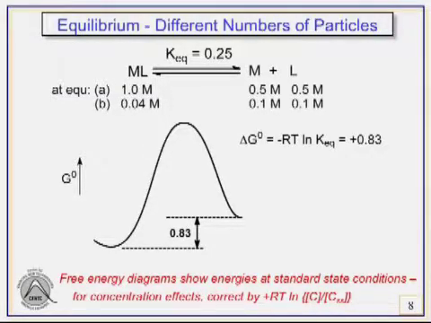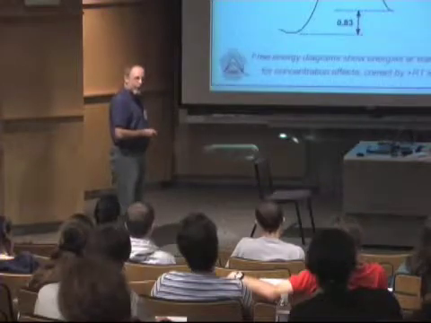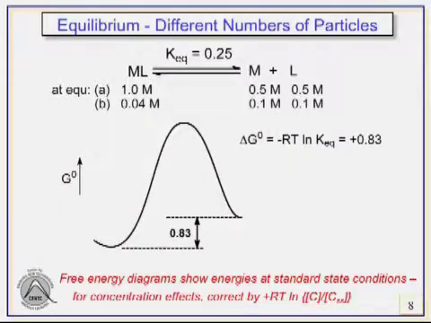And let's suppose in this example, the equilibrium constant is 0.25. It's less than 1, so the reaction's uphill thermodynamically, right? Delta G is such that it's uphill. So if we have 1 molar of this material, we'll have 0.5 and 0.5 of that to give us our KEQ of 0.25. The reaction's uphill.